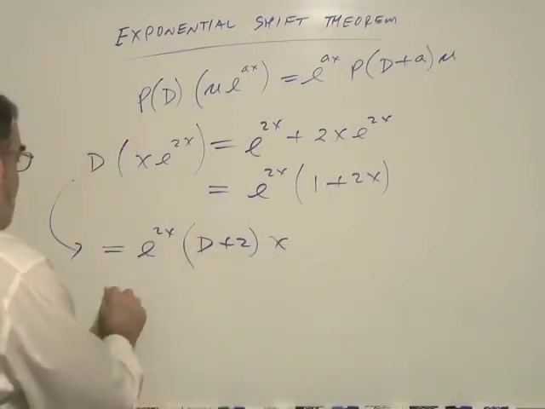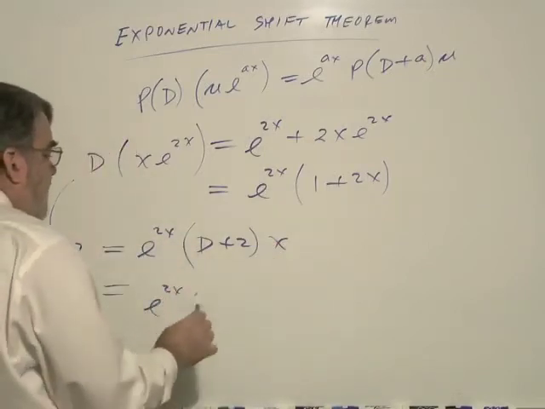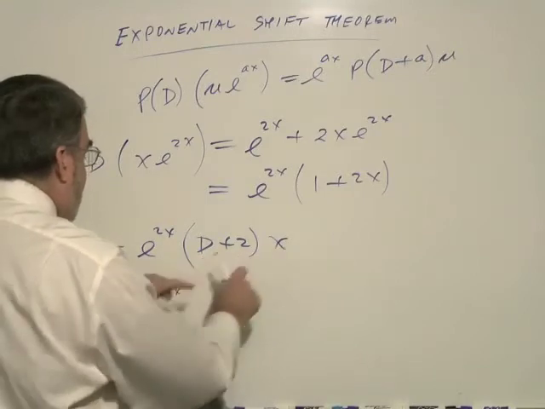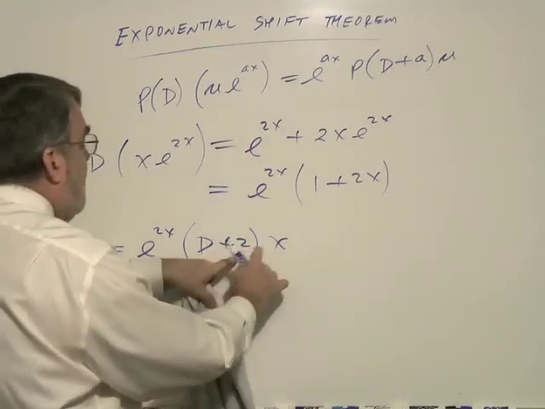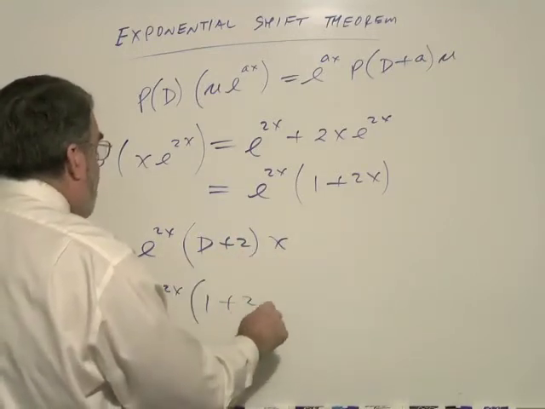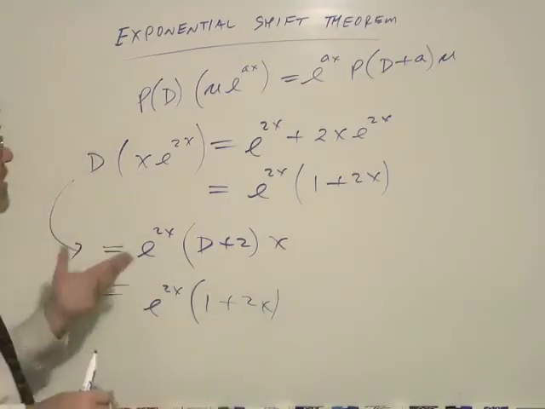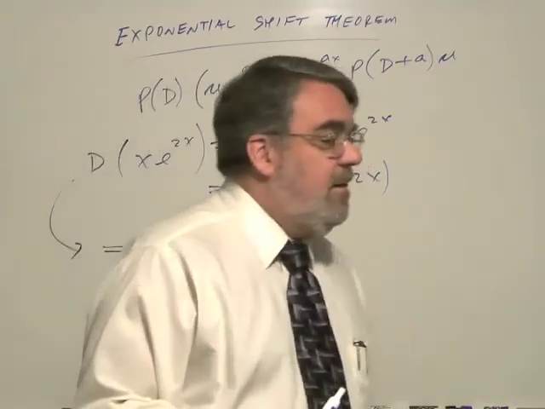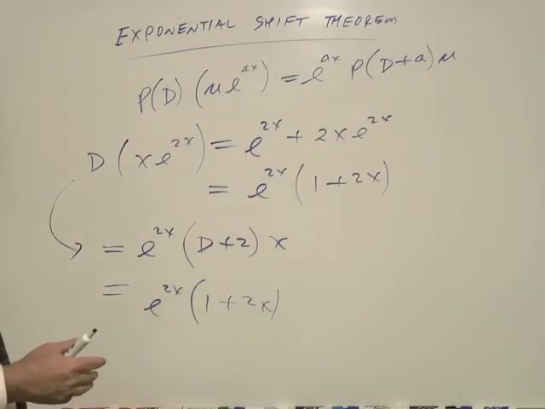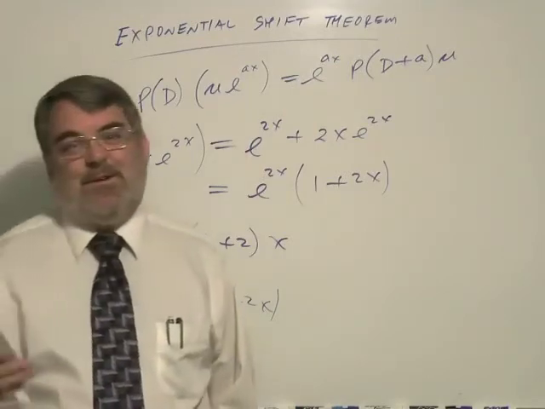Alright, well, that's e to the 2x, and then this is the derivative of x, which is 1, plus 2 times x, plus 2x. There you go. So there's a very simple example of the exponential shift theorem.